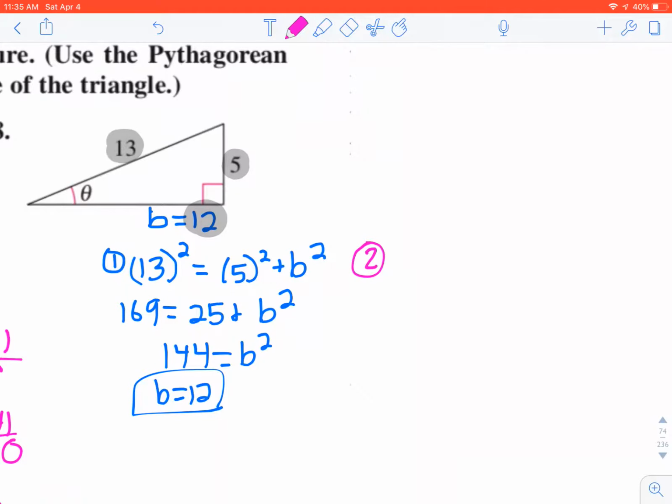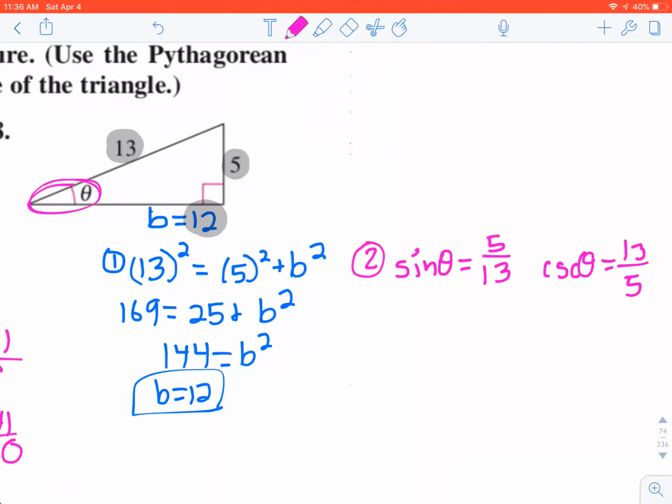Okay, and I'm going to start with sine again, just to be consistent. Sine of theta is opposite over hypotenuse. Again, we're looking from theta. So opposite is 5. Hypotenuse is 13. The cosecant of theta is the reciprocal of sine. So it's just going to be hypotenuse over opposite.